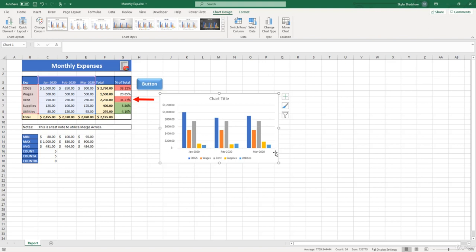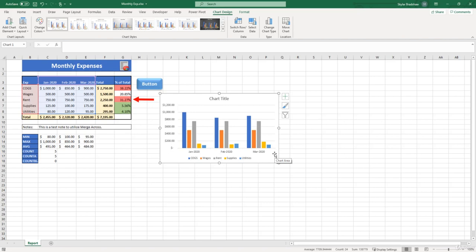And we can go down to our legend and realize that, oh, cost of goods sold is our highest expense for each month. Same thing goes for the smaller bars. We can tell that supplies and utilities have low cost for each month. So at first glance, we can easily interpret our data just by looking at this chart, instead of manually having to go into our report and seeing how much each expense cost.